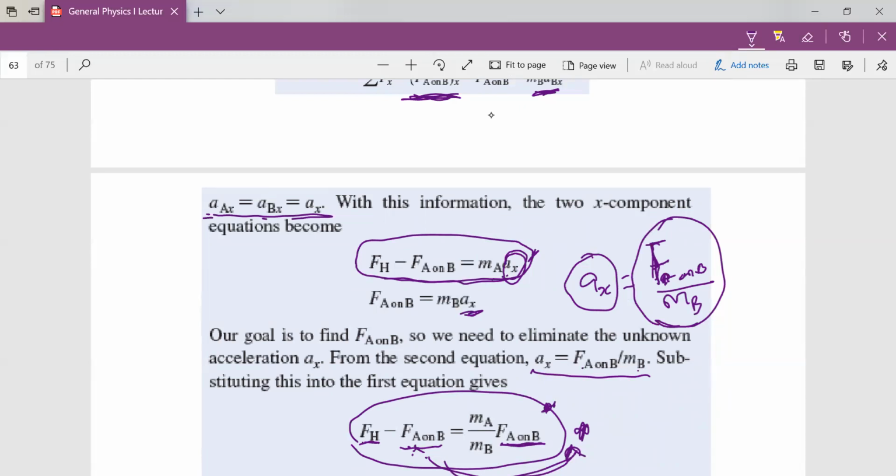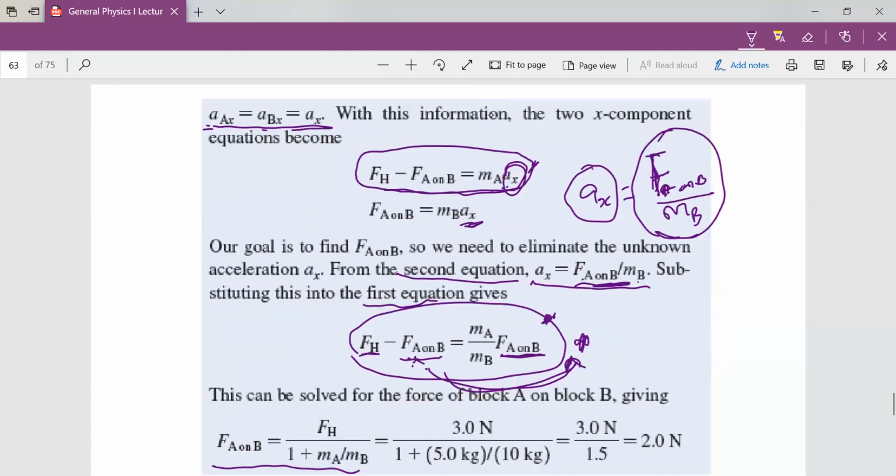So we did not just equate the two. We said from equation 2, we obtained A and substituted into the first equation. So it's not equating equation 1 and 2. Is it clear? Yes. Okay. Thank you.